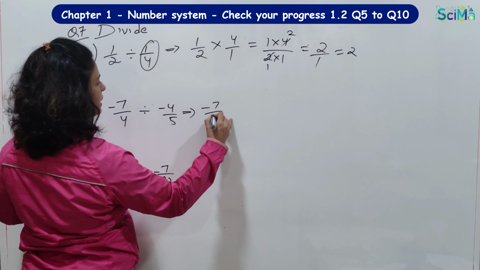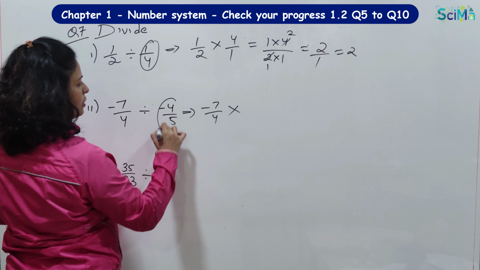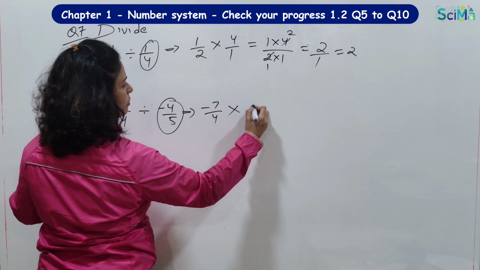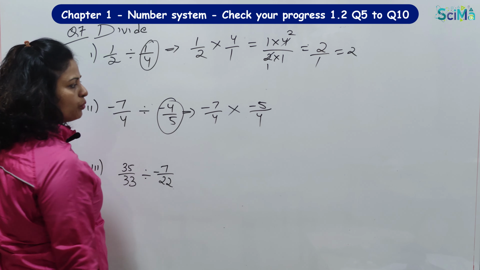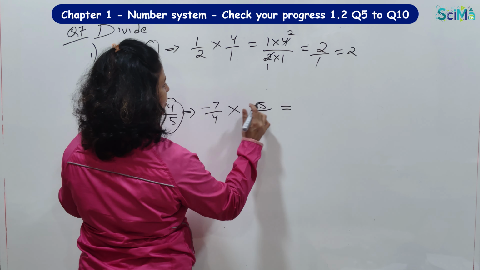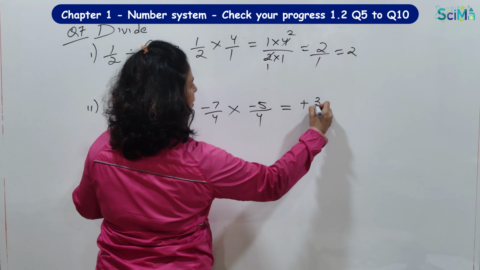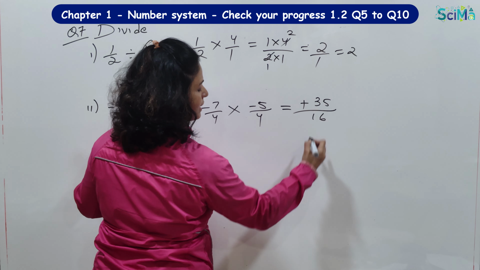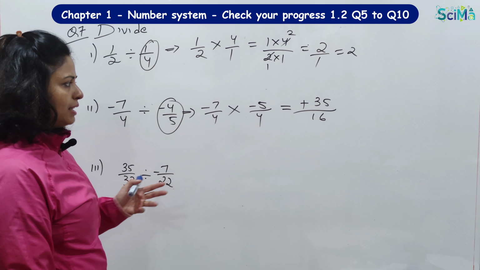Even here, minus 7 by 4, multiplication by the reciprocal of this, which will be minus 5 by 4. Okay. So here, minus into minus is plus, 7 into 5 is 35, 4 into 4 is 16. So 35 by 16 is the answer.